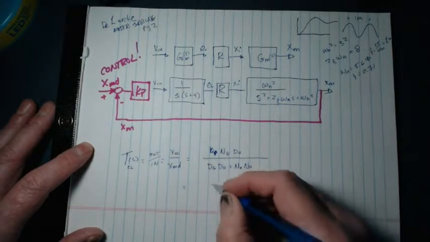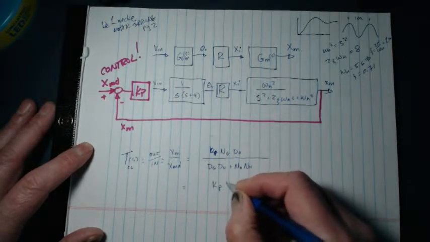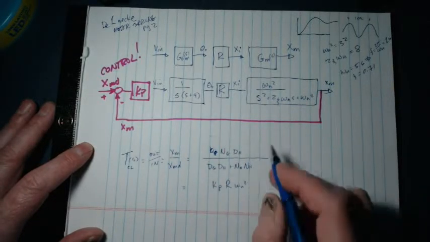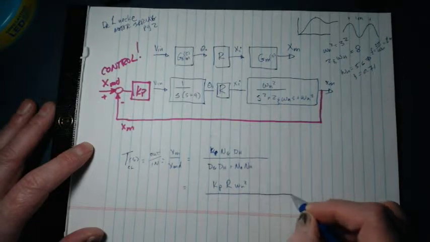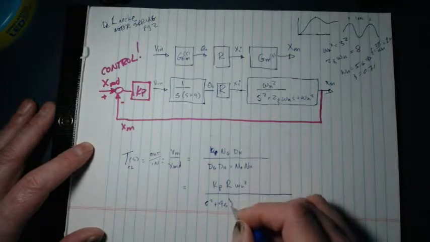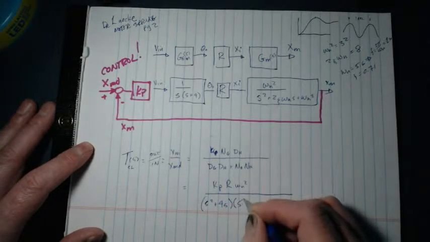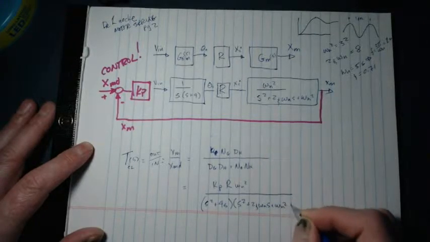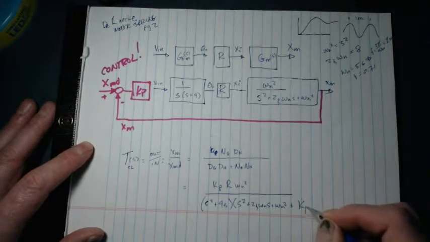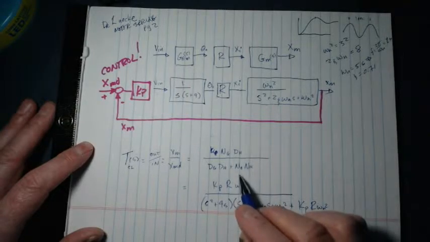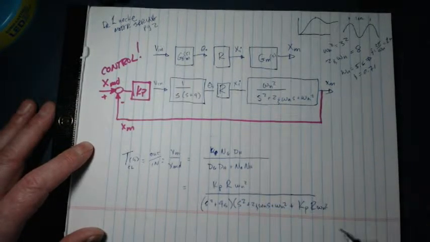And that's going to be numerator of G, KP R omega n squared, times the denominator of H, which is just 1, divided by the denominator of G, S squared plus 4S, times the denominator of H, S squared plus 2 zeta omega n S plus omega n squared, plus the numerator of G, KP R omega n squared, times the numerator of H, which is just 1 again. So here's what our transfer function looks like. I can multiply that all out.